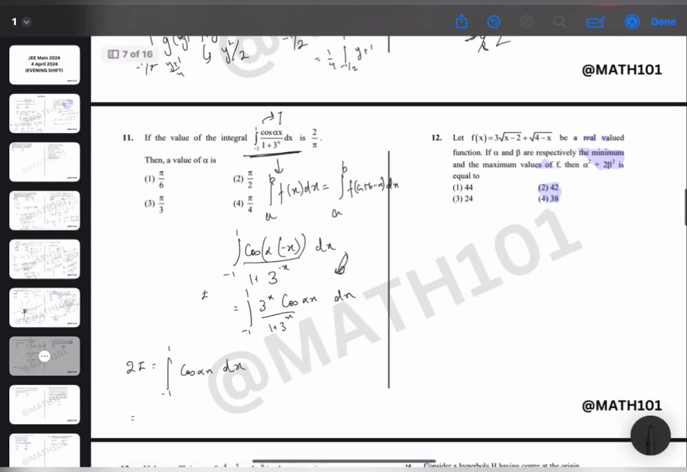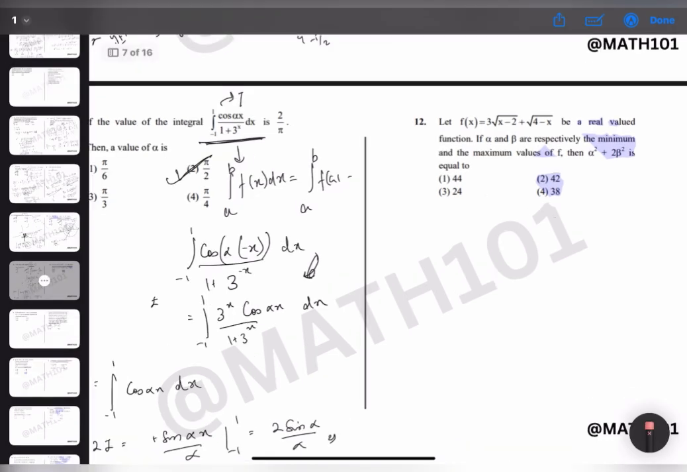So this simply becomes 2I is equals to sin alpha x by alpha from minus 1 to 1, which is 2 sin alpha upon alpha, which implies I equals to sin alpha upon alpha. This is equals to 2 by pi. So alpha equals to pi by 2 is one of the values. Let's do question number 12.